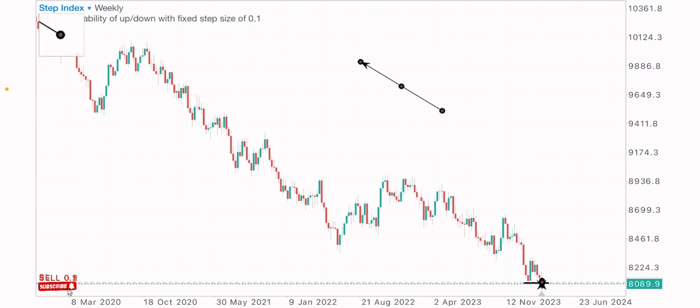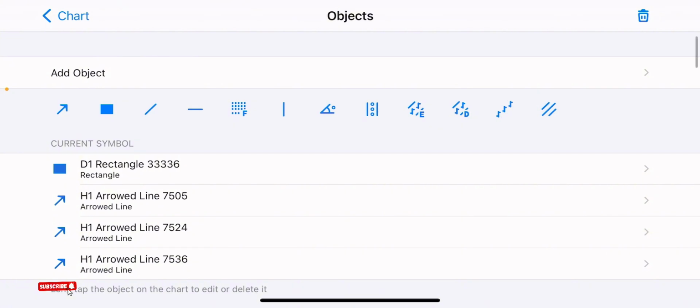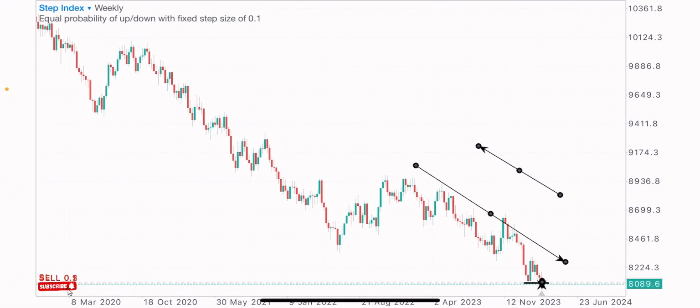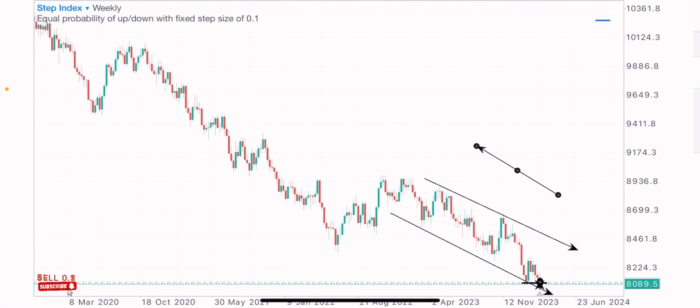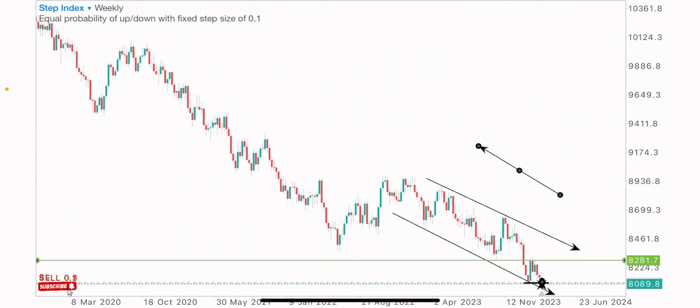So on this weekly time frame, I got this market direction spotted, which is the market on a downtrend, creating a series of lower highs and lower lows. This is the market structure, the market direction on the weekly time frame on step index, right? So I got this identified and got my nearest levels, my nearest important zones spotted.